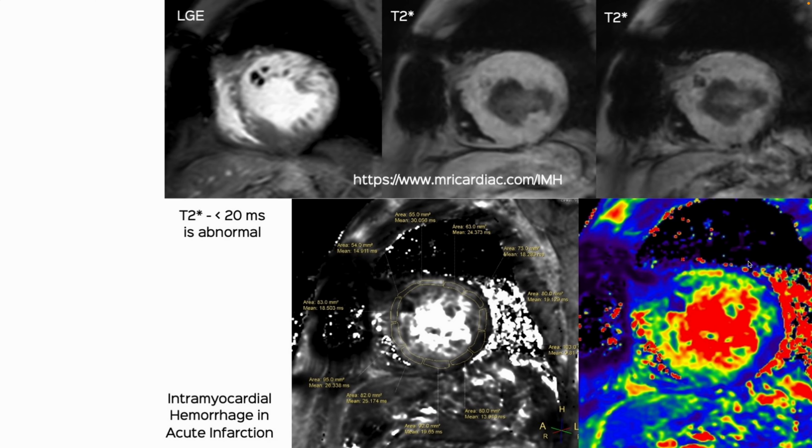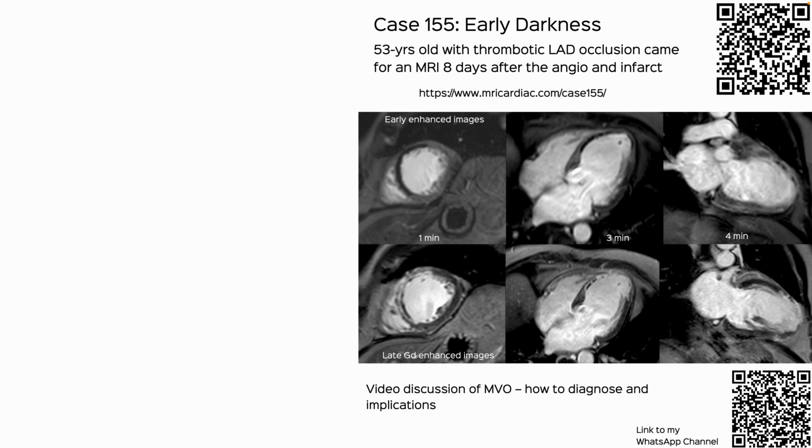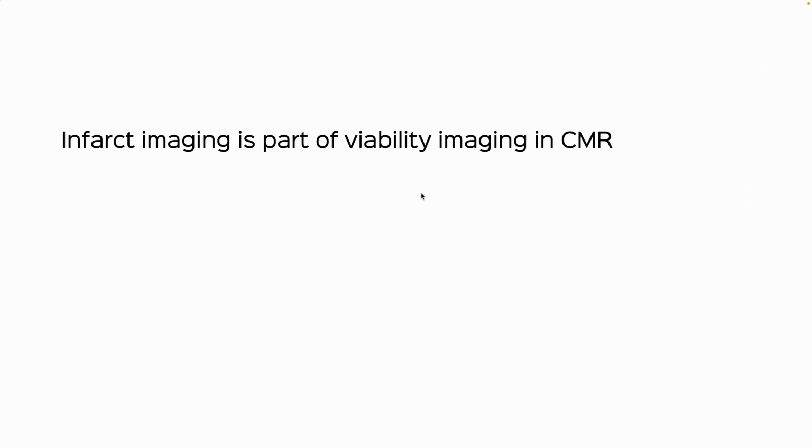I've done a few of these cases at mricardiac.com. This was very early on, 2.5 years ago, where I showed the use of T2 star for this. And then recently I did one where we talked about MVO, but I also showed a couple of examples of intramyocardial hemorrhage.